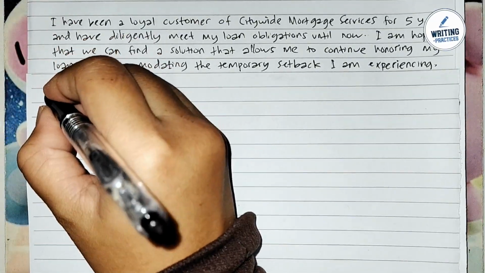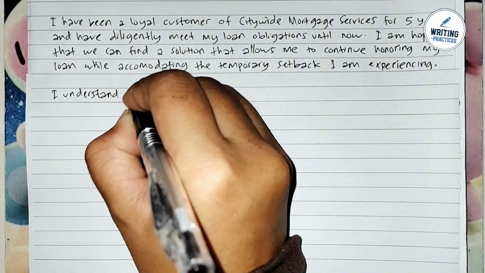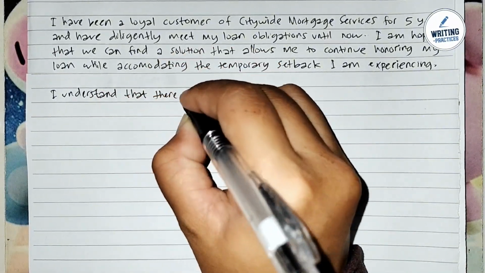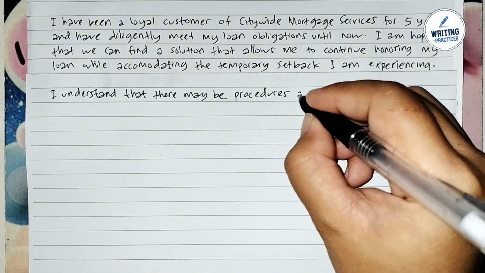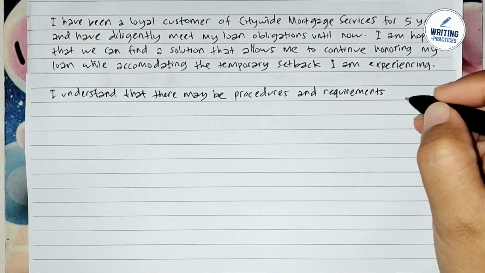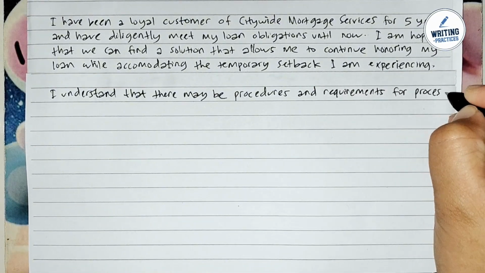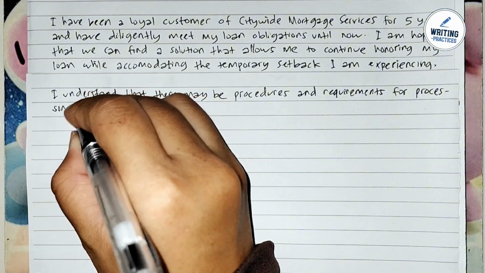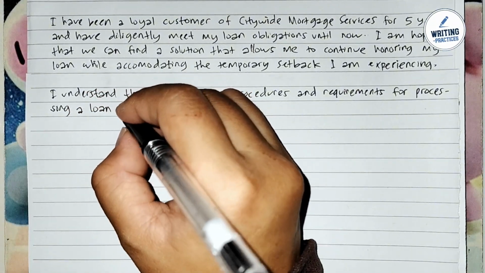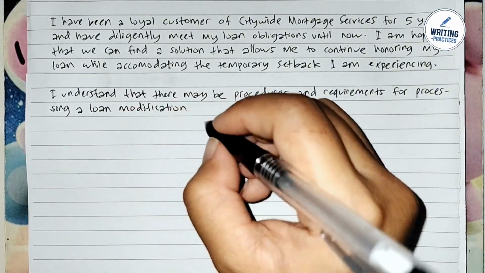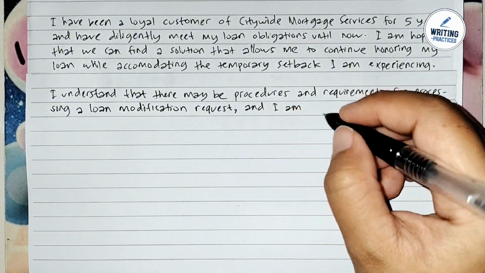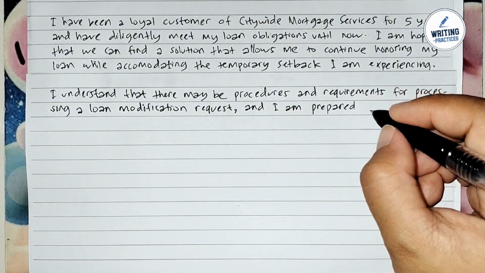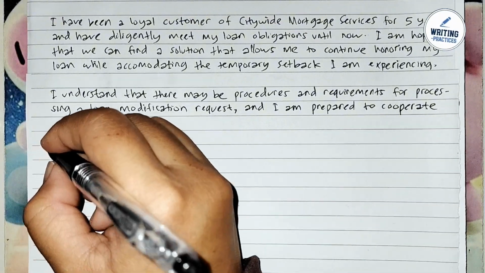In the fifth paragraph, this is about willingness to cooperate. Of course, you need to state that you understand the procedures and requirements. Acknowledge that there may be specific procedures and requirements for processing a loan modification request. And you can write this part like this: "I understand that there may be procedures and requirements for processing a loan modification request. And I am prepared to cooperate fully."